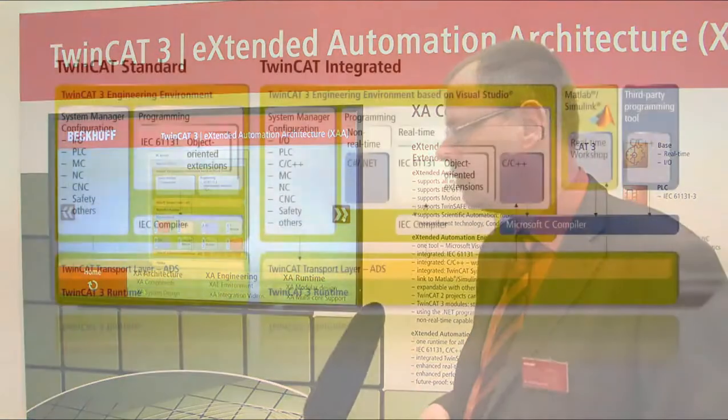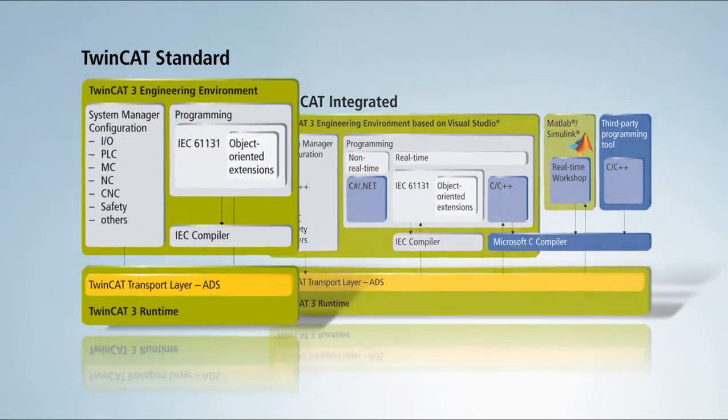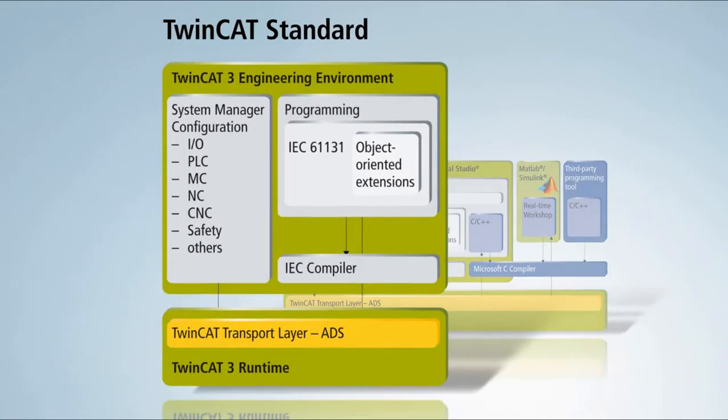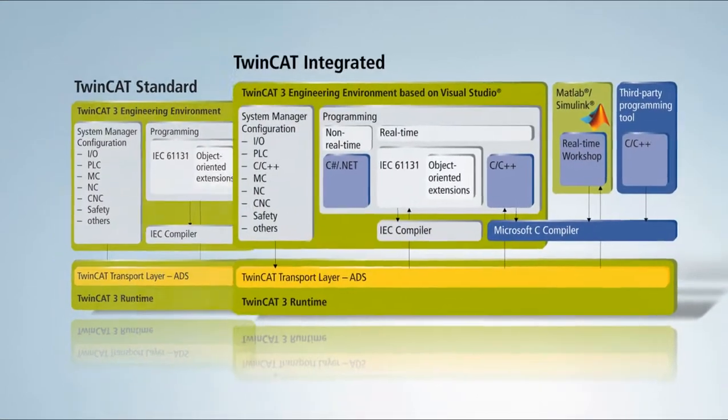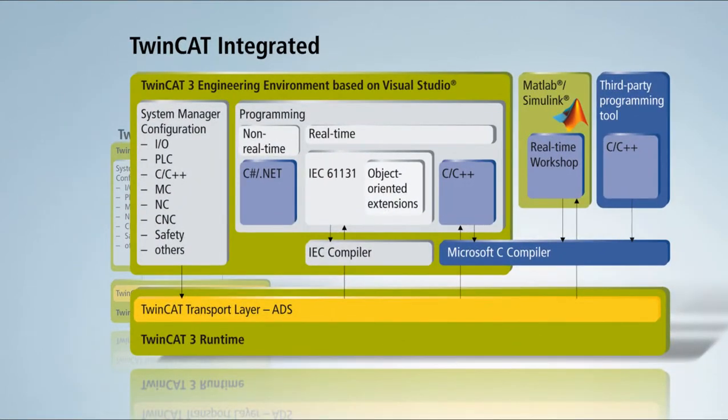engineering environment. In the left part, you can see the TwinCAT standard variant based on Visual Studio. This variant accommodates the system configuration, for example, the familiar TwinCAT system manager, and the possibility to program and also debug IEC 61131 code. In the right part, TwinCAT integrated, there's a possibility of using C and C++ code for real time, also in addition to IEC 61131, in order to execute real time applications.